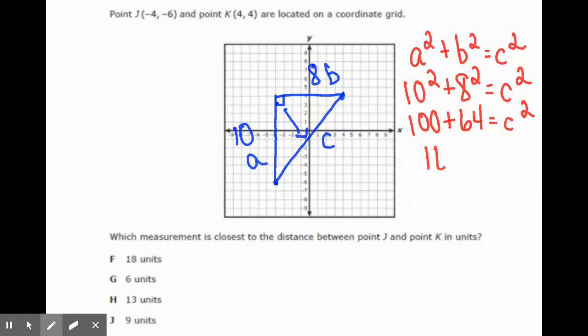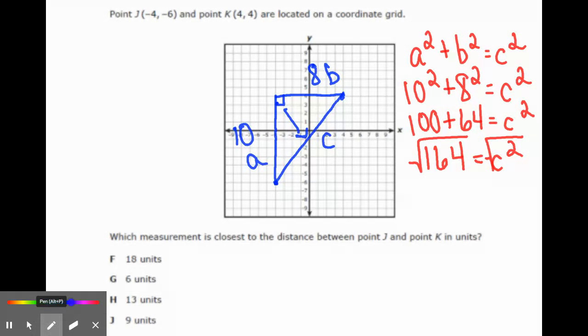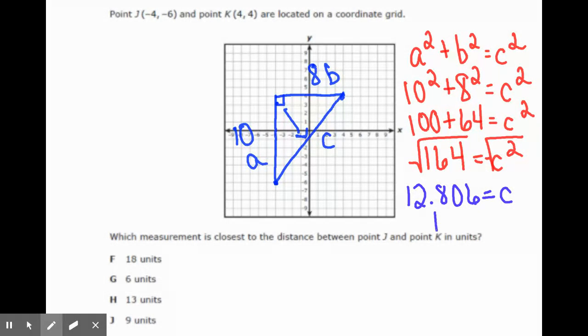So we continue simplifying by adding 100 plus 64. So that equals 164, which equals c squared. Now our most important final step, we do have to find the square root of both sides. So using Desmos, we can establish that the square root of 164 is 12.806. So for rounding to the nearest unit, that would be closest to 13.